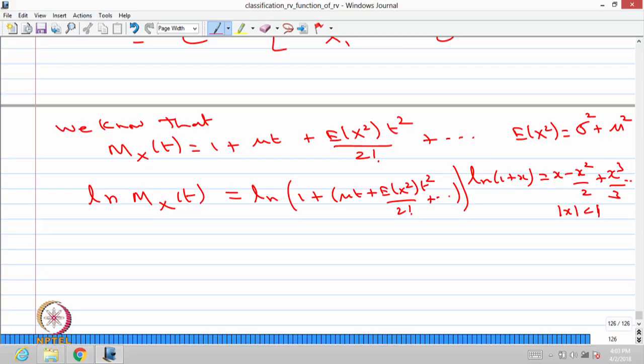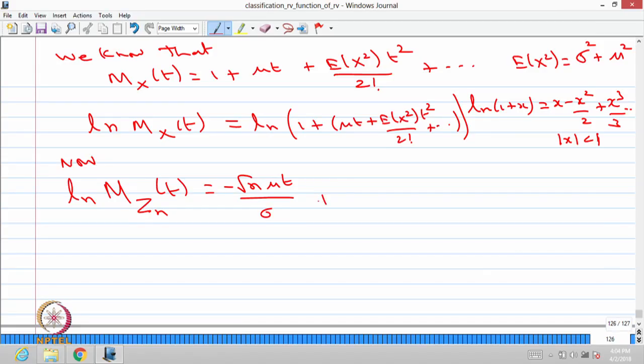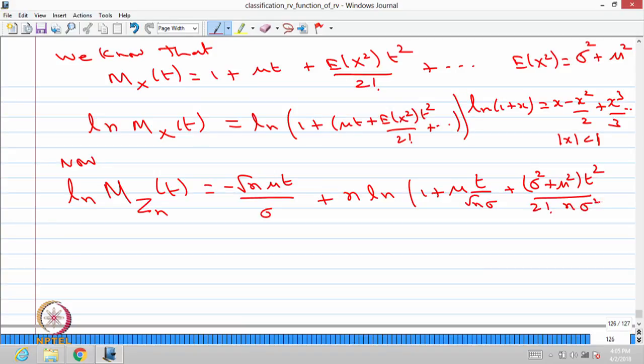Now I am going to apply the same logic for the MGF of Zn. That means now ln of the MGF of the random variable Zn of t, when you take a logarithm, it becomes minus square root of n mu t by sigma, then the remaining terms with the power n becomes n times ln of 1 plus mu, where t is replaced by t by square root of n sigma, plus expectation of X square, which is sigma square plus mu square, times t square by 2 factorial n sigma square, and so on.